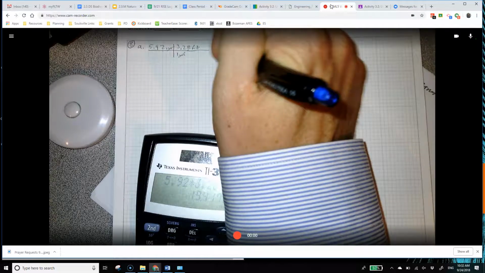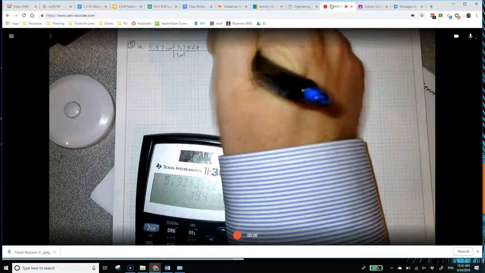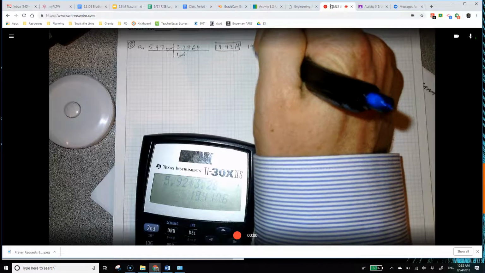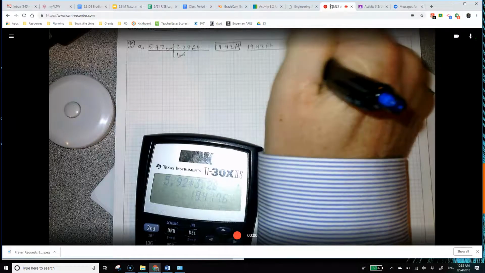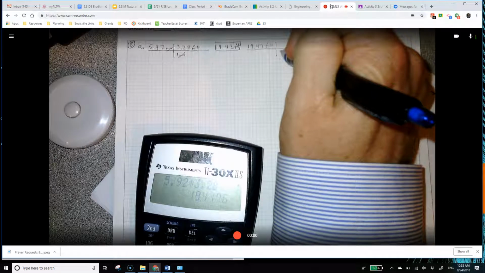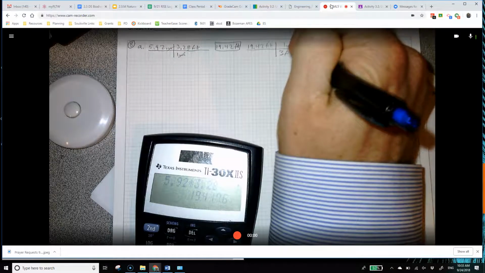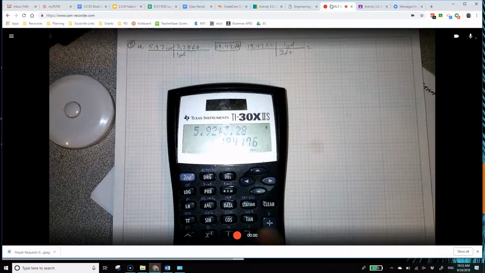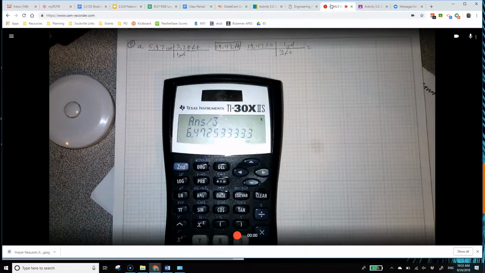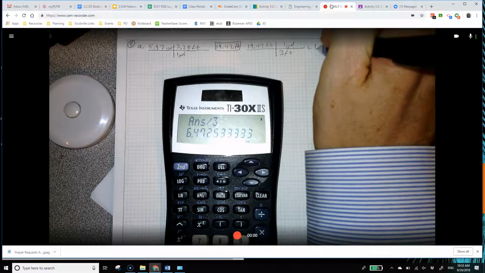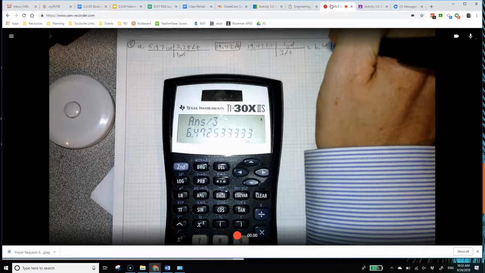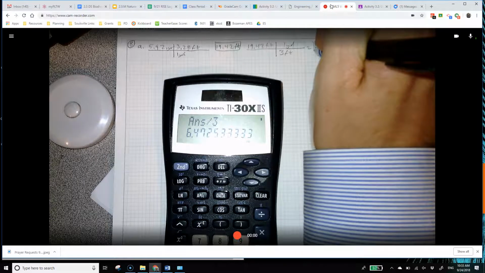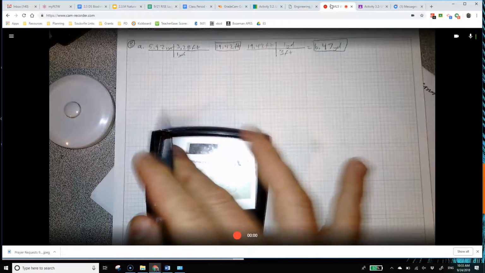5.92 times 3.28 is 19.41, I'll round that to 19.42 feet. My first answer. Then it asks me to convert that into yards, so I'll say 19.42 feet. And I know this conversion off the top of my head. 3 feet is 1 yard. So take that same number, now I'm going to be dividing by 3. And I got 6.47 yards. And that's my second answer. Make sure you box both of your answers as you're doing this one.